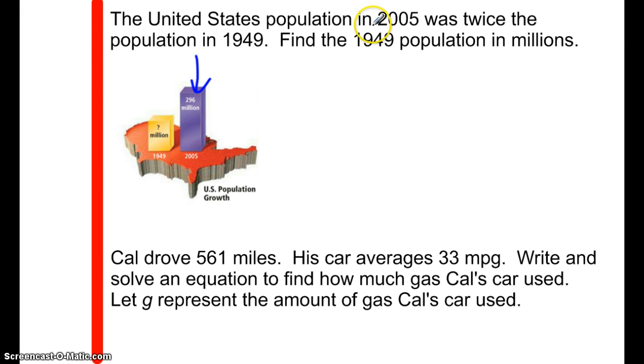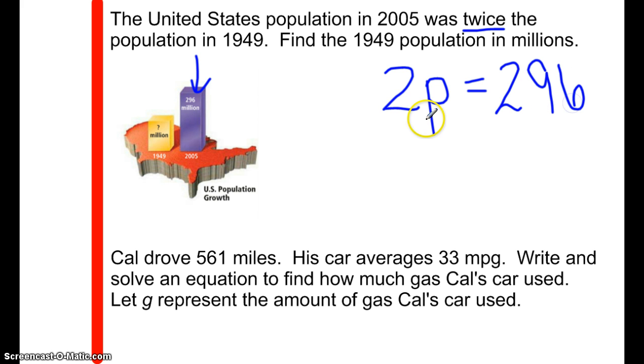So the United States population in 2005 was twice. So what's my important word in there? Twice. What does twice mean? Yeah, so we've got 2 times something. I'm going to go P for population. So 2 times the population in 1949 was, which is just the past tense of is, so equals whatever this is, 296. So when you write your equation, again, the variable is on one side, answer on the other.